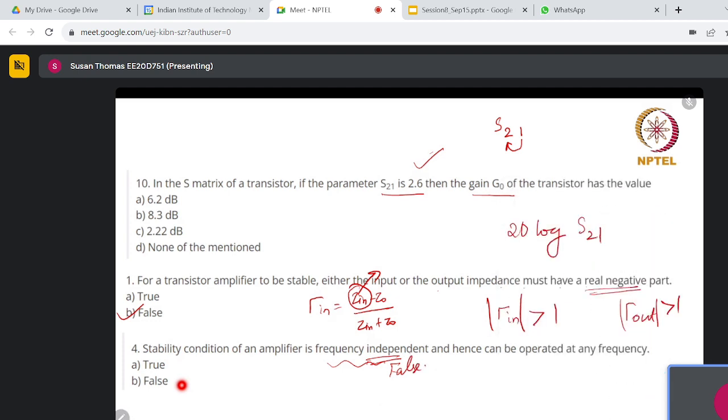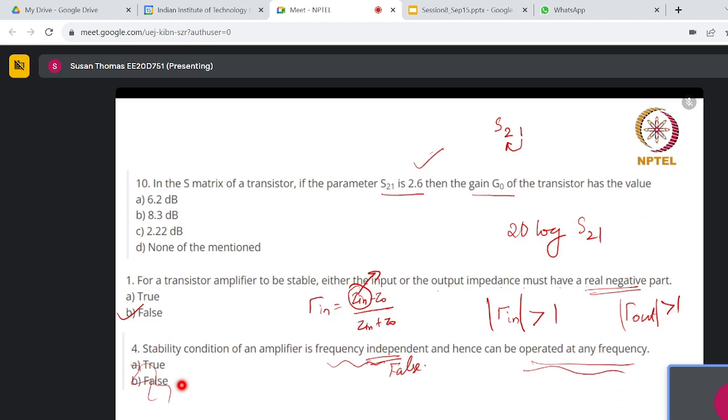Because it is frequency dependent, if you operate at a different frequency, it is definitely going to be unstable. So I would not like to take this question as a true or false statement, because inside that there are two statements and it's a bit contradicting. So I hope you understood the concept.